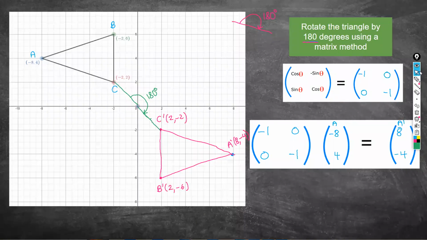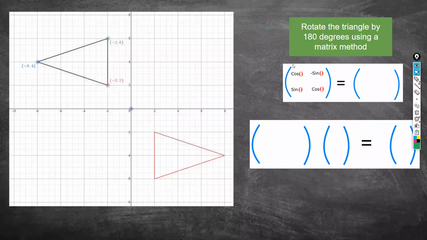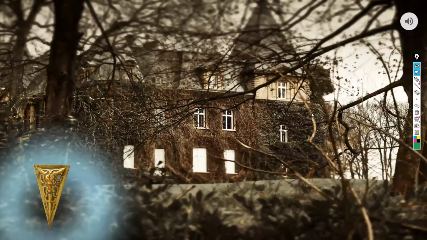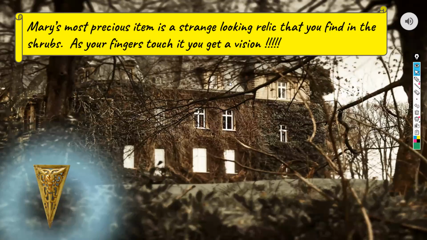Remember. Let's see. Oh, that was clicked by mistake. All right, so apparently this is the object. Mary's most precious item is a strange looking relic that you find outside the house, apparently in the shrubs. Anybody want to take a guess why this relic is so important to Mary?